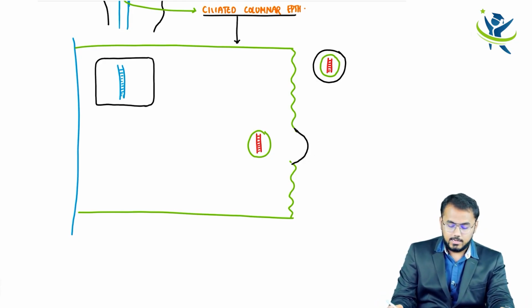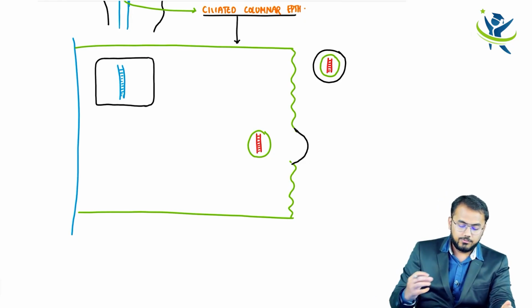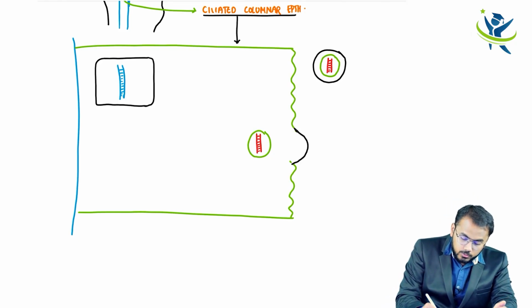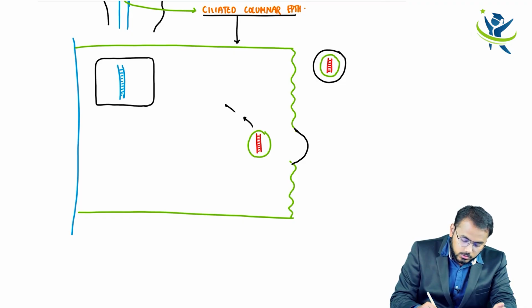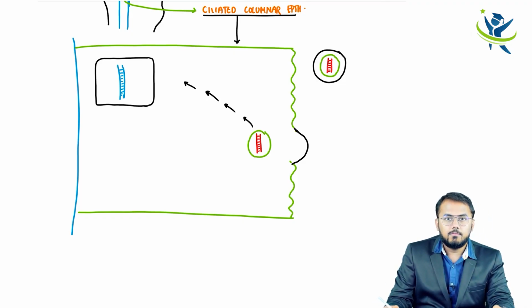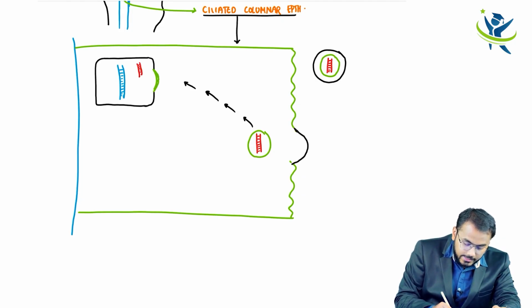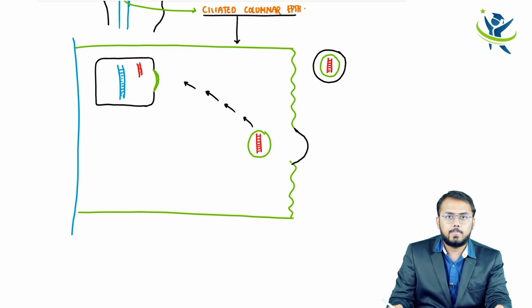Now this capsid along with the viral DNA goes and fuses with the nuclear membrane. How is it going to fuse? Look, it goes all the way like this and starts fusing with the nuclear membrane. When it does, how does the picture look? The capsid has fused with the nuclear membrane, and it has let the DNA enter inside the nucleus.